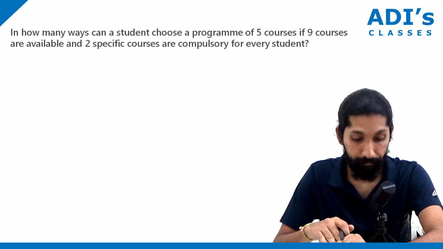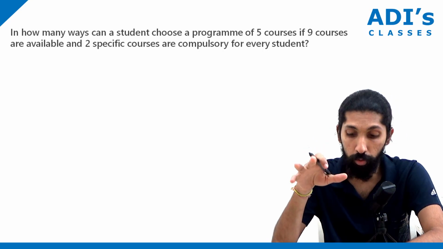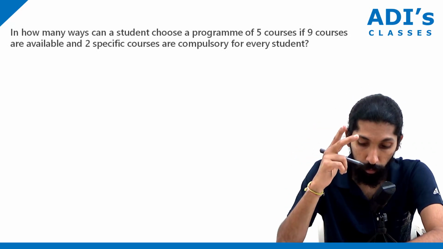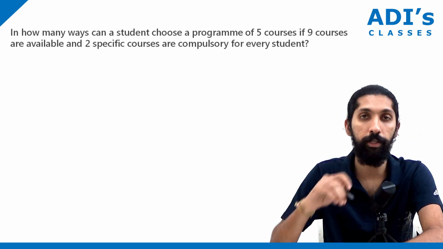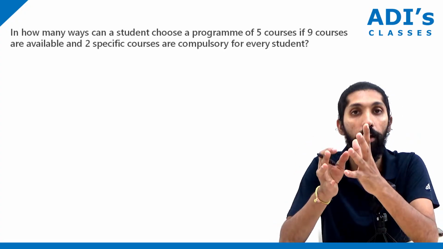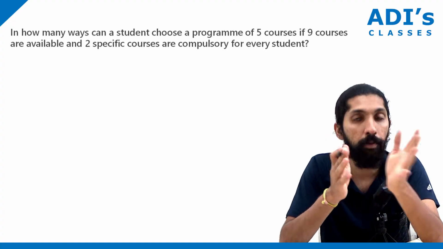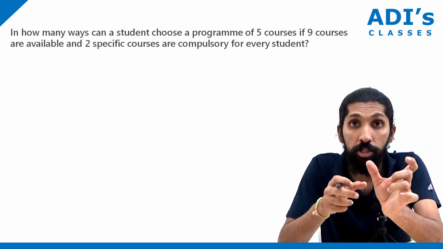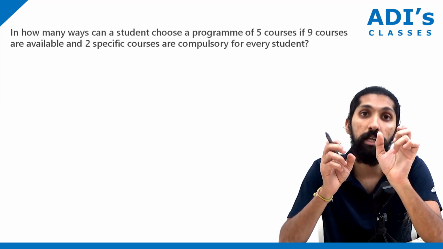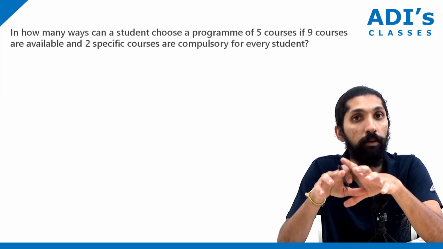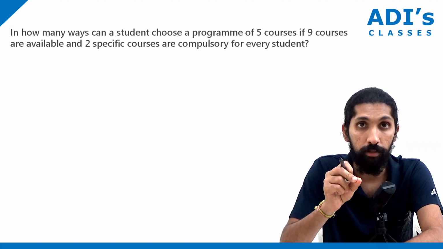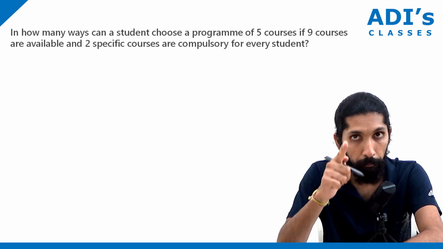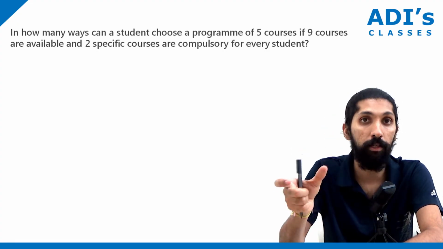See this particular problem. In how many ways can a student choose a program of 5 courses if 9 courses are available and 2 specific courses are compulsory for every student? Okay, so there is a condition. See, one thing in all the permutation combination questions, what you have to know is, if there is a restriction or if there is a condition, start with the condition. Don't start with the general case, start with the condition. Like in this particular question, what do we have? 2 specific courses are compulsory. So start with the compulsory course.